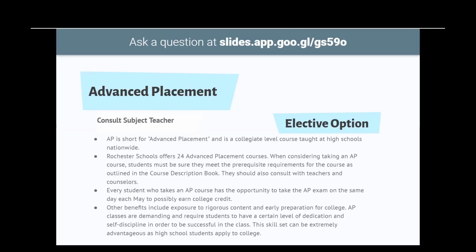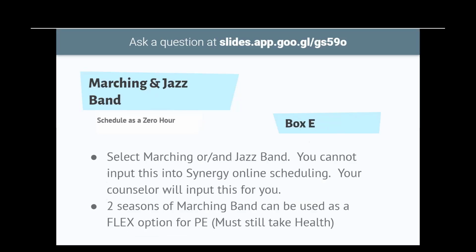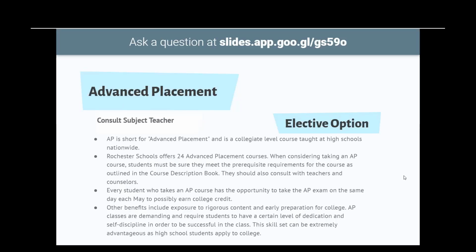So let's talk a little bit about advanced placement. Advanced placement is going to be a college level course taught in the high schools. This is a nationally recognized program. So what that means is the teachers are all teaching the same thing, whether you're at Rochester or Stony or even in Japan. You can take AP globally, okay? Rochester Schools has 24 different AP courses. The courses are in math, science, English, social studies. There's world language. We also have some computers classes along with some research courses.